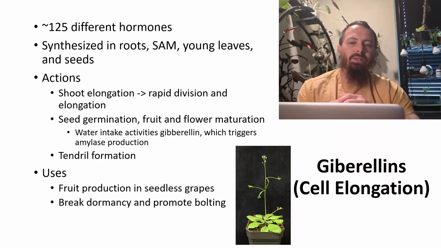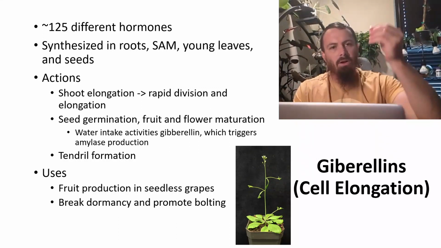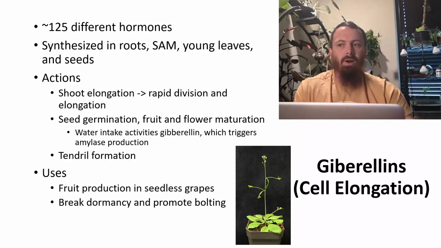Next, we have gibberellins. They're really responsible for cell elongation, so making cells elongate really quickly, which allows plants to grow very rapidly. There's a lot of these as well, about 125 different versions of gibberellins. They're synthesized in all kinds of growing tissues, so the roots, shoot apical meristem, the young leaves, and seeds.